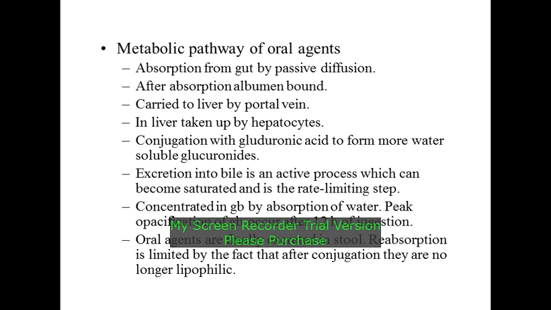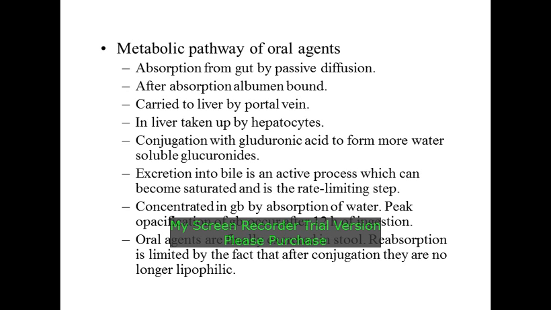Metabolic pathway of oral agents. Absorption from gut by passive diffusion. After absorption, albumin bound, carried to liver by portal vein. In liver, taken up by hepatocytes. Conjugation with glucuronic acid to form more water-soluble glucuronides.